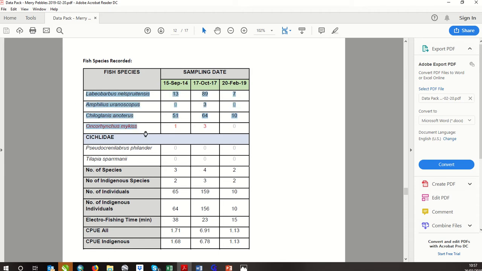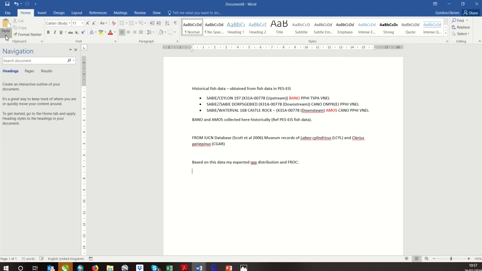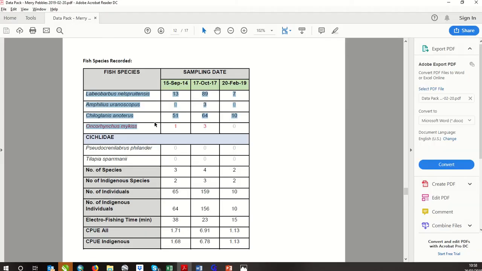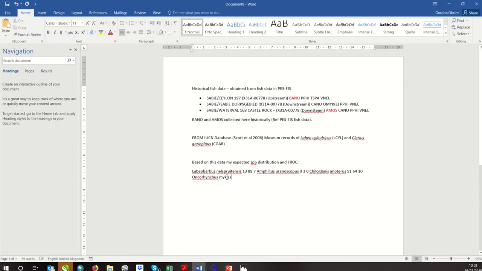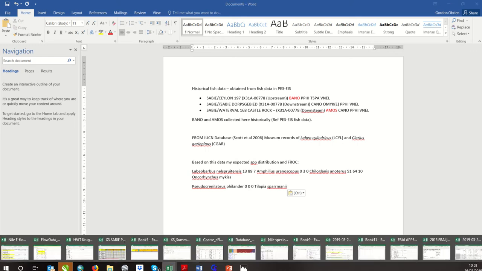So I would not have known that the cichlids occur here. Well, can you see that we've actually found that Pseudocrenilabrus philander has occurred in the list? Oh, let me explain that. What a good example. Sorry, Matt, I almost missed that.